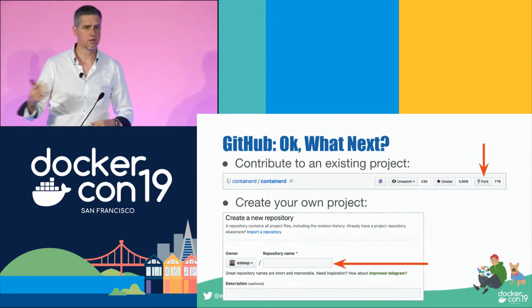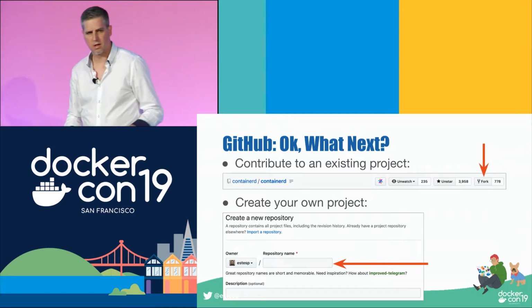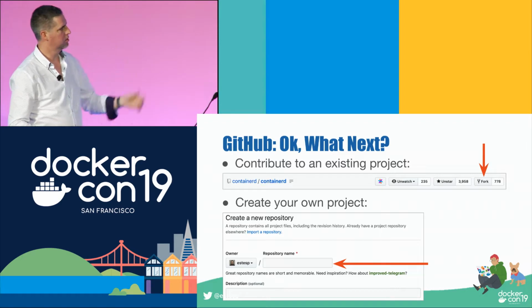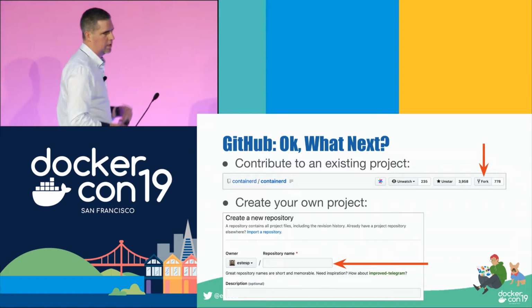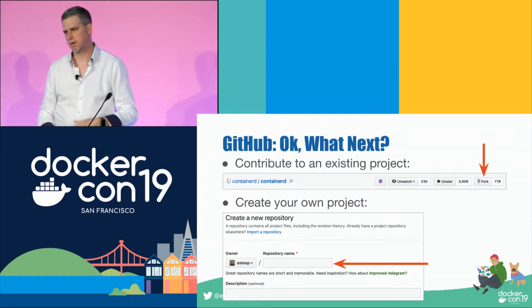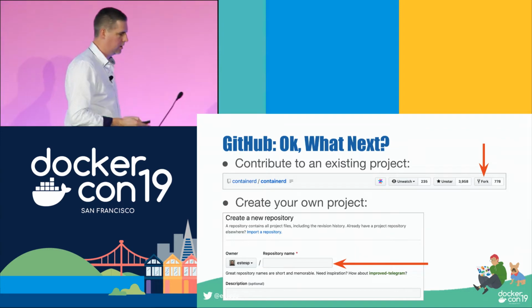Obviously, if I'm not looking to contribute to an existing project, maybe I want to create my own repository. And so again, GitHub has a very easy way to click New Repository. I give it a name, I give it a description, and from there I can actually make my own project that maybe I'm going to share with others or collaborate with someone else on GitHub.